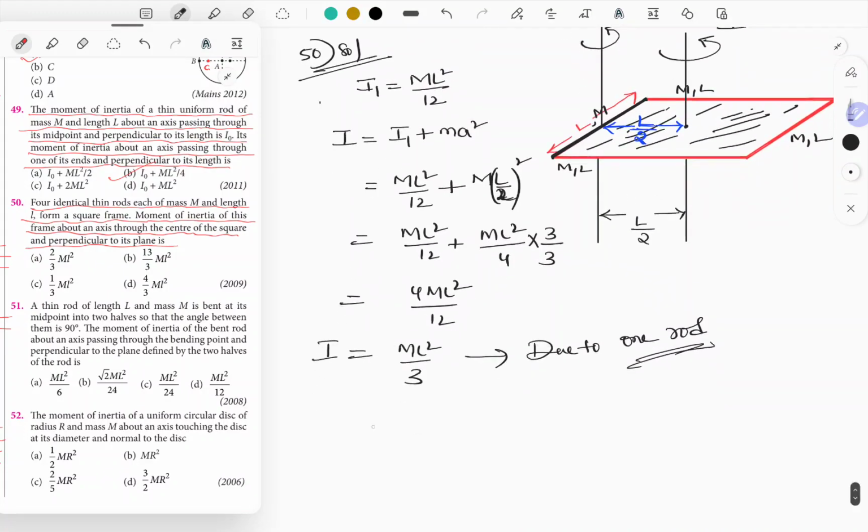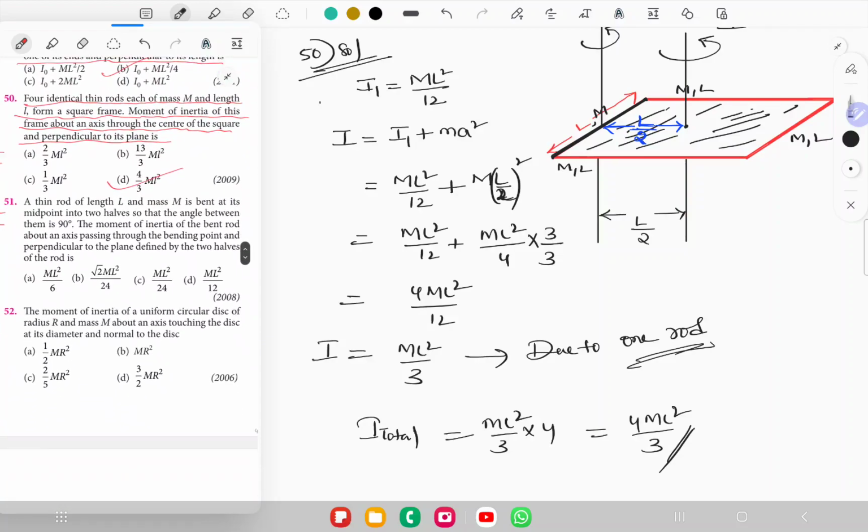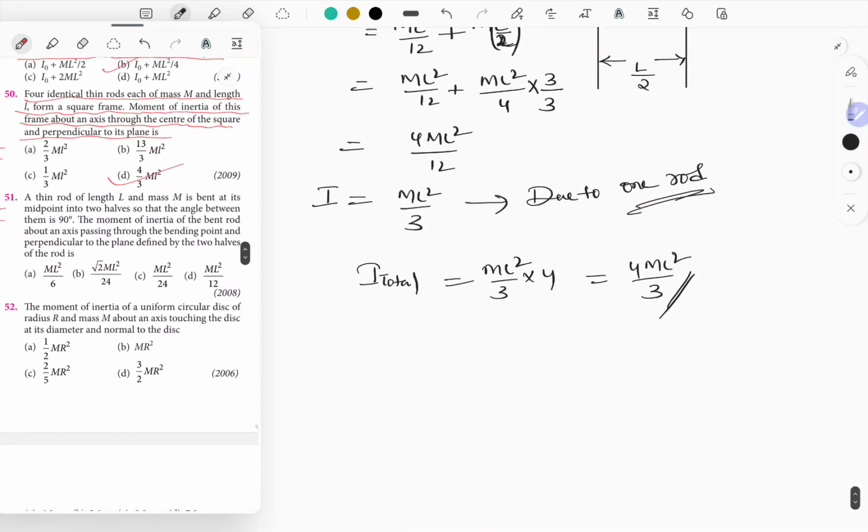So then what should we have to do? I total is equal to ML square by 3 into 4. So the final answer is going to be 4 ML square by 3. Look at the answer. Which option is matching? Option D is correct. Very good. Understood? Very good. Question number 51.